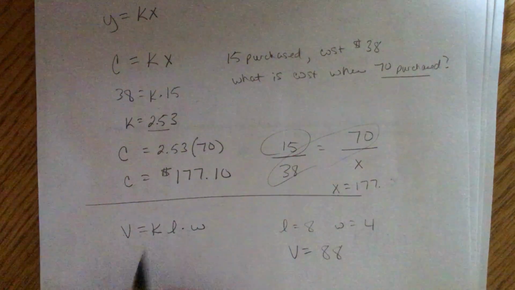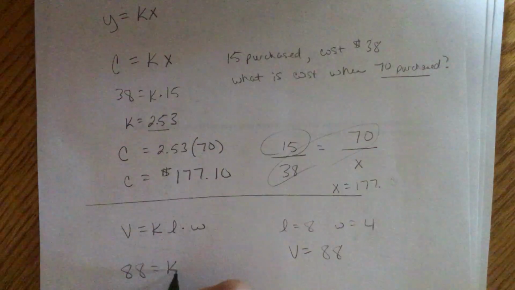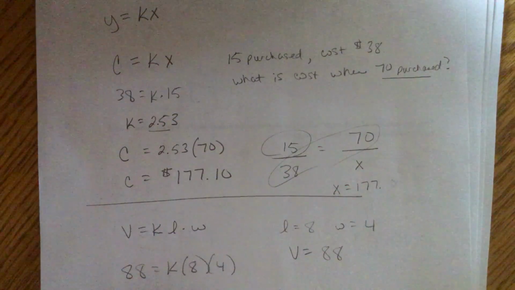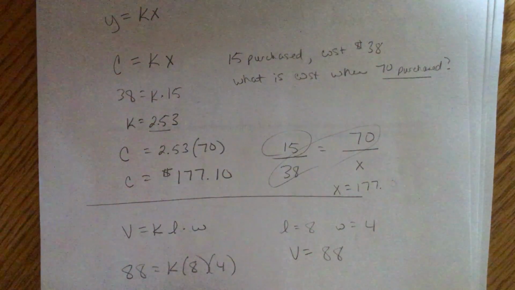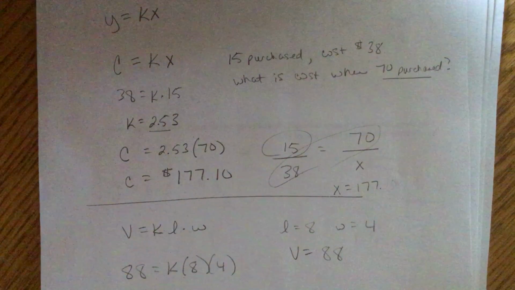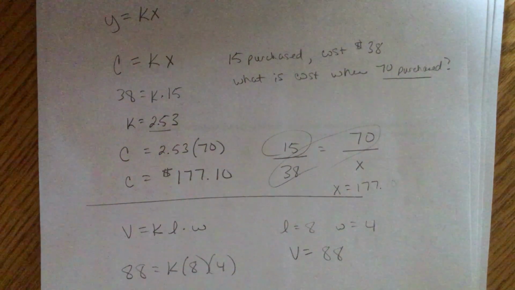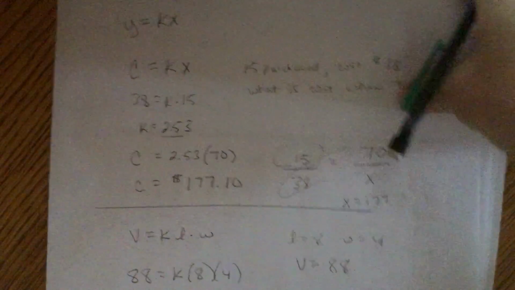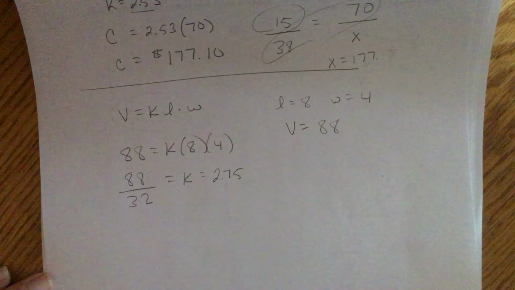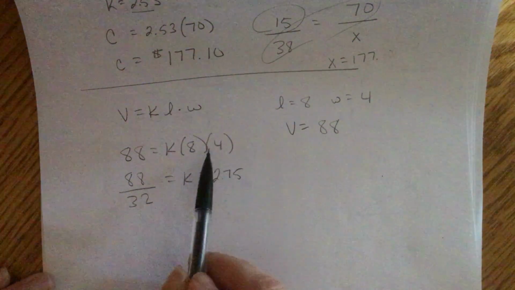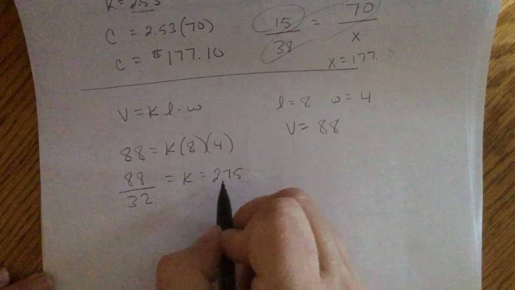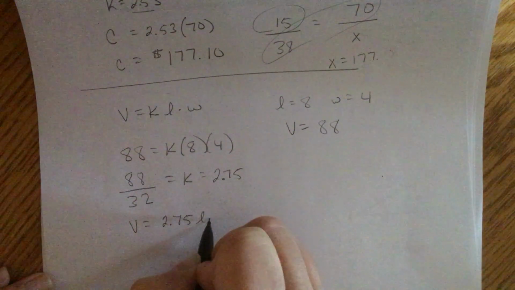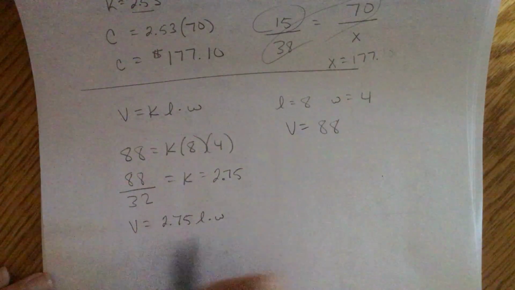So you plug all this stuff in. So 88 equals k times 8 times 4. So 88 divided by 8 times 4, which is 32, is going to give you your k value. So 88 divided by 32 is 2.75, which means your equation, oops, sorry, I'm moving this down, there we go. So 8 times 4 is 32. 88 divided by 32 gives you your k value, 2.75. So that means your equation is 2.75 L times W.